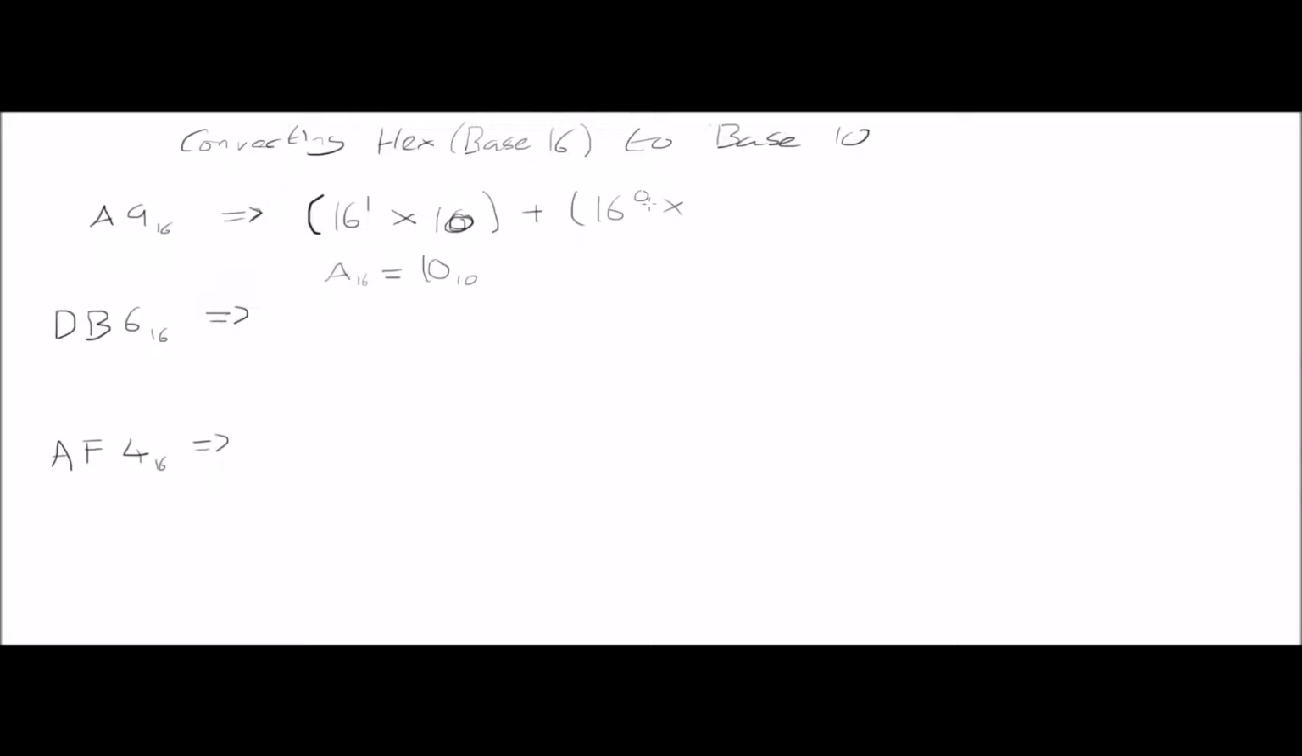which is just going to be 9, since 9 times 1 is 9. So what we get over here is 160, because that's 16 to the power 1 times 10, and then we add 9 to that, and then our final value is 169 base 10, and that's A9 in base 10 is 169. Now I'm going to convert this next value, DB6, into base 10.